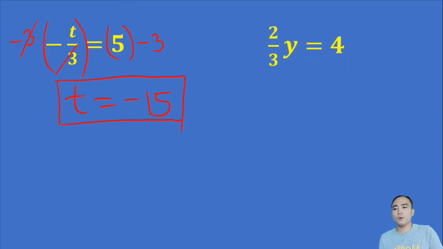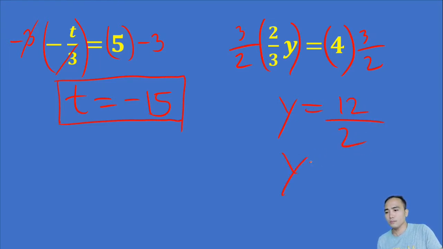Next, 2/3 y equals 4. The reciprocal of 2/3 is 3/2. So multiply 3/2 to both sides of our equation. Okay, 3 times 2 is 6 over 2 times 3 is 6. And 6 divided by 6 is 1 or just y equals 4 times 3 is 12 divided by 2, that is equal to 6.